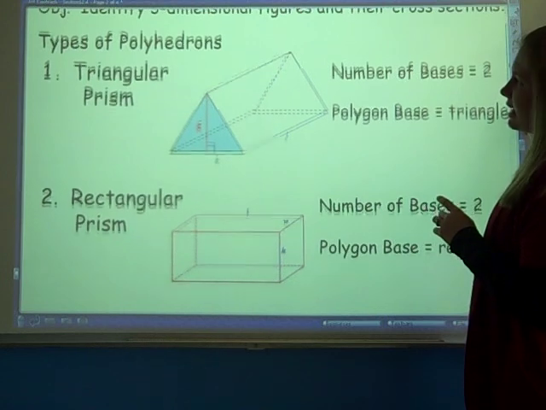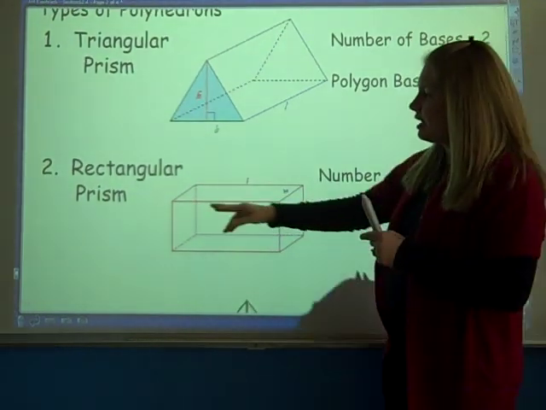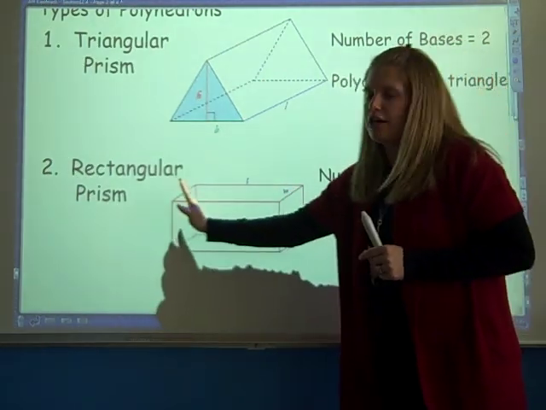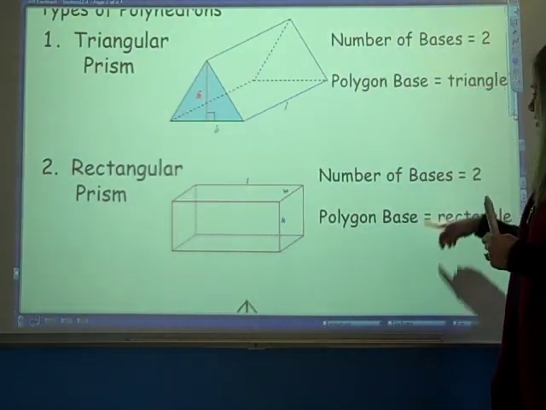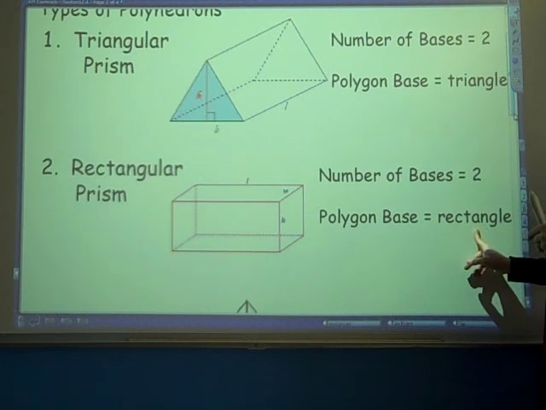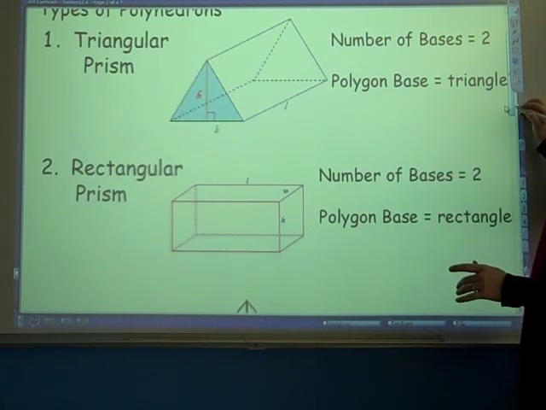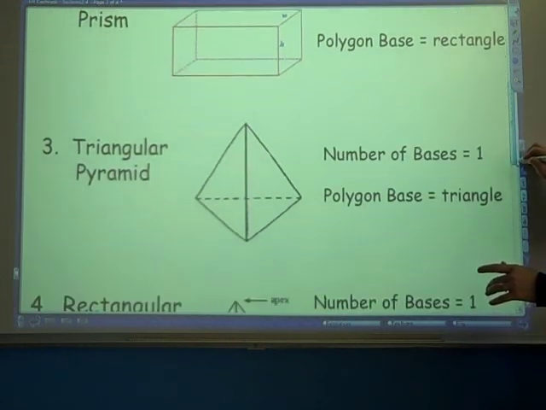Rectangular prism is the next shape. Again, a prism will have two bases. It has two rectangles on either side that are parallel to each other. Two bases, and they are rectangles. Again, try and draw these. We will talk about how to draw them in class a little bit.